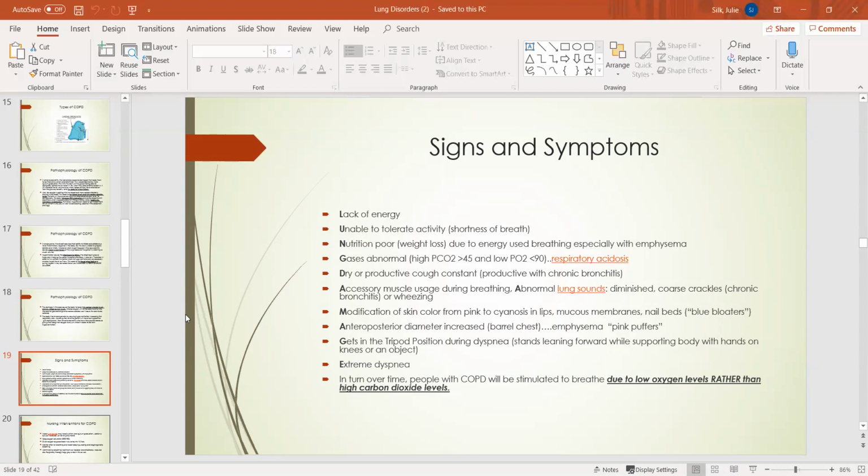Other things, let me see if I missed anything. A lot of times you'll see wheezing with them. And then they are more at risk for lots of respiratory infections. So a lot of times you'll see people come in for a COPD exacerbation to the hospital, and usually it's because they have some type of respiratory infection that caused them to kick off into their exacerbation. So they're very at risk for that.